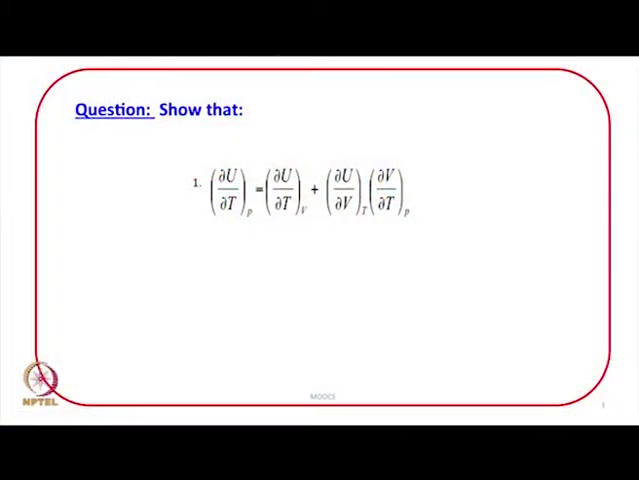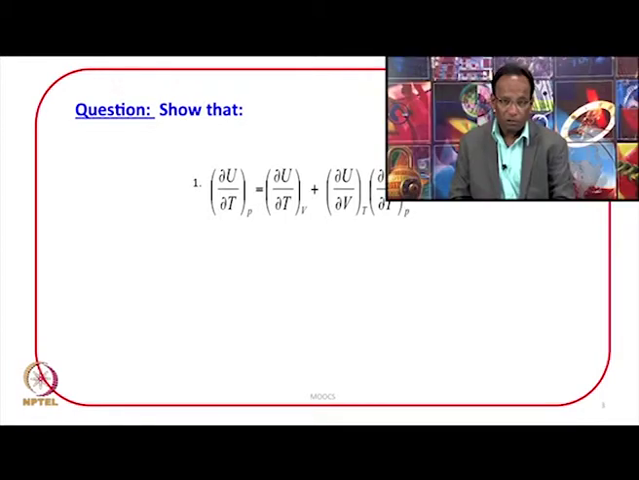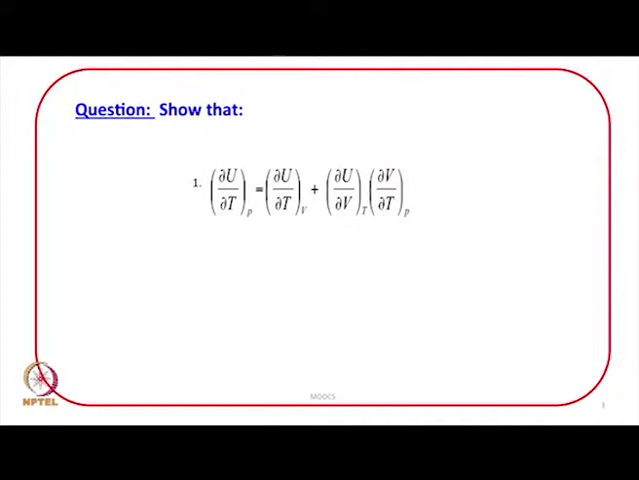Question number 1: show that ∂u/∂t at constant pressure is ∂u/∂t at constant volume plus ∂u/∂v at constant temperature into ∂v/∂t at constant pressure. We have just discussed this at length. Therefore, we will switch over to the next question, which is to show that the difference between Cp and Cv is equal to T times ∂V/∂T at constant pressure into ∂P/∂T at constant volume.